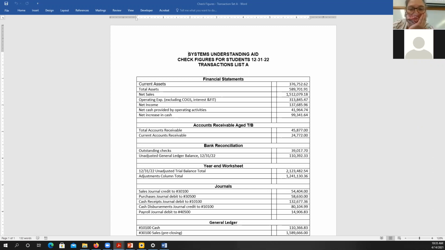So here's our list from the Systems Understanding Aid. And transaction number 3 reads that we figured out that, oh, we're running low on inventory. We need to order more goods from Velocity Sporting Goods. So using purchase order number 328, generate an order for the following goods. And they give us the vendor address, the freight carrier, the FOB shipping point, and then the allowances.